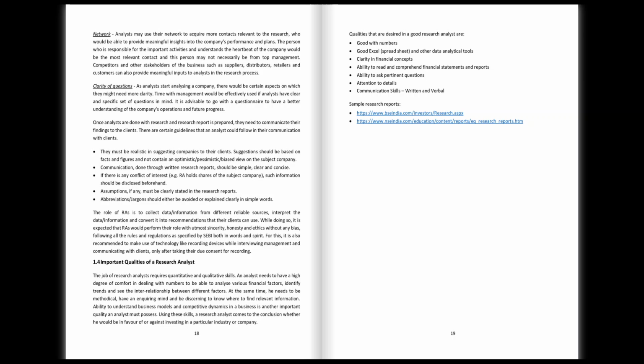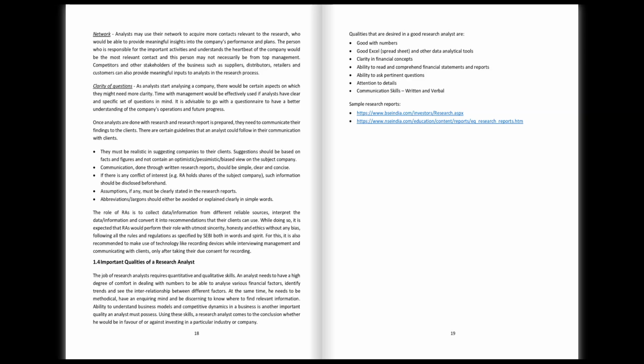Network. Analysts may use their network to acquire more contacts relevant to the research who would be able to provide meaningful insights into the company's performance and plans. The person who is responsible for the important activities and understands the heartbeat of the company would be the most relevant contact, and this person may not necessarily be from top management. Competitors and other stakeholders of the business, such as suppliers, distributors, retailers, and customers, can also provide meaningful inputs to analysts in the research process.